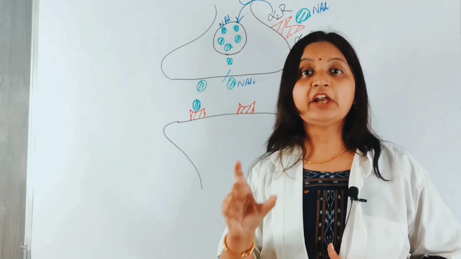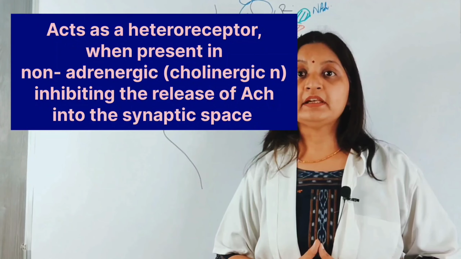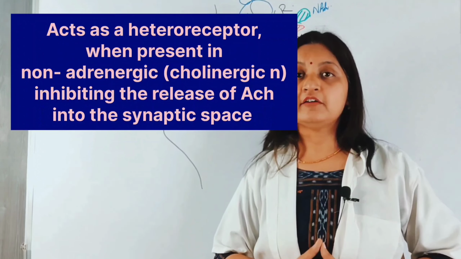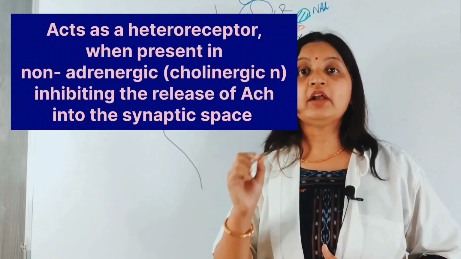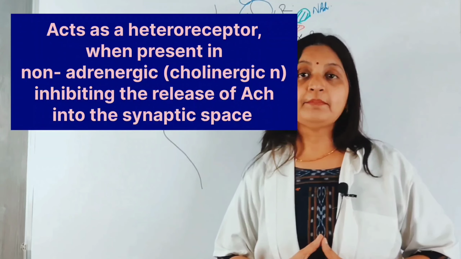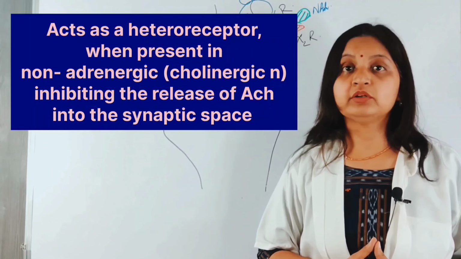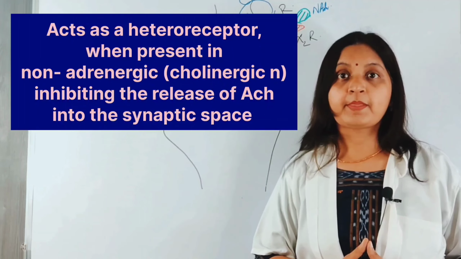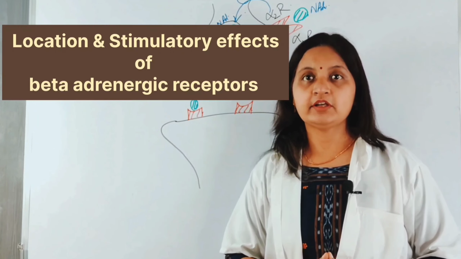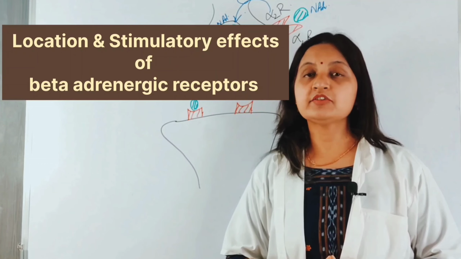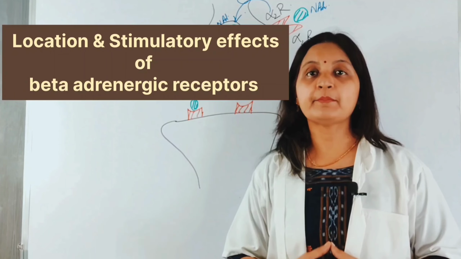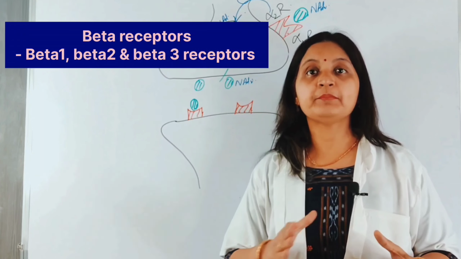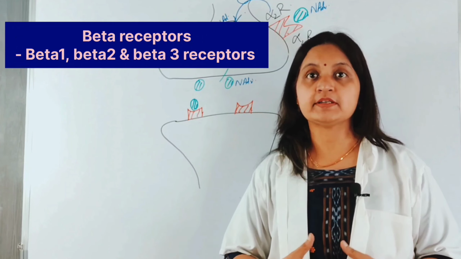It acts as a heteroreceptor when it is present in non-adrenergic nerve endings, such as the cholinergic nerve ending, where it inhibits the release of acetylcholine into the synaptic cleft. Next is beta-adrenergic receptors. The beta-adrenergic receptors are divided into three subtypes, that is beta-1, beta-2 and beta-3 receptors.